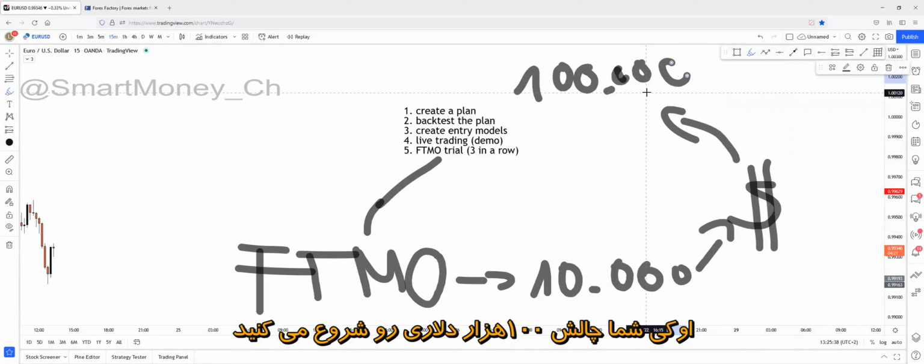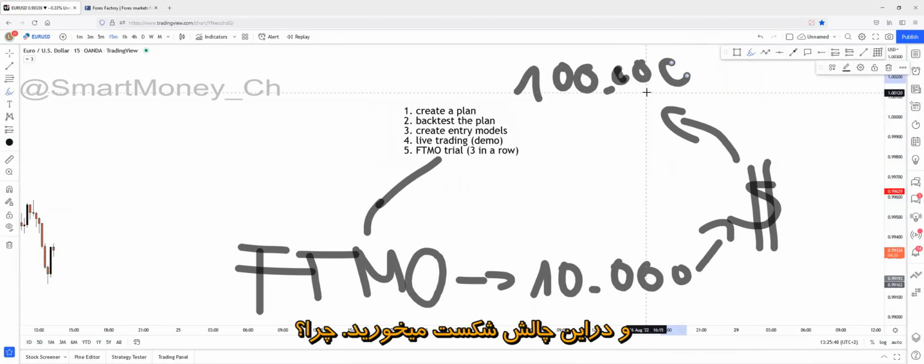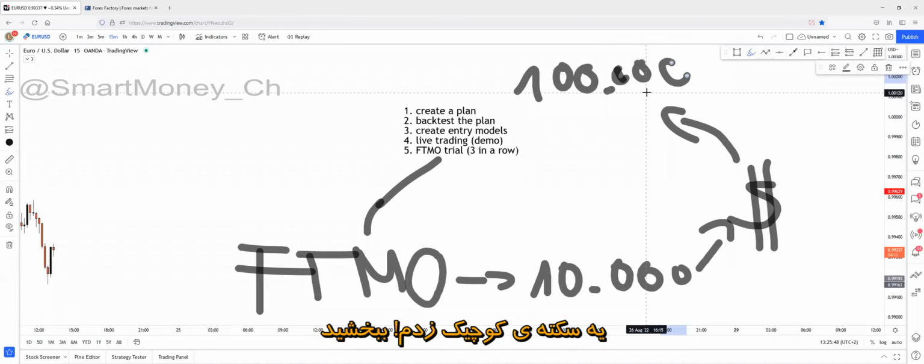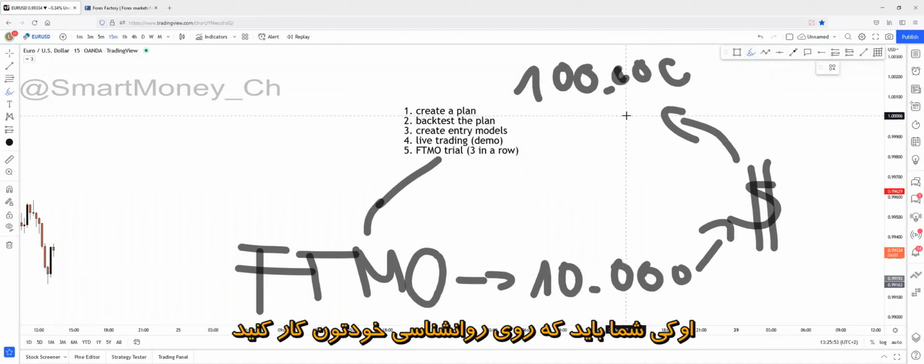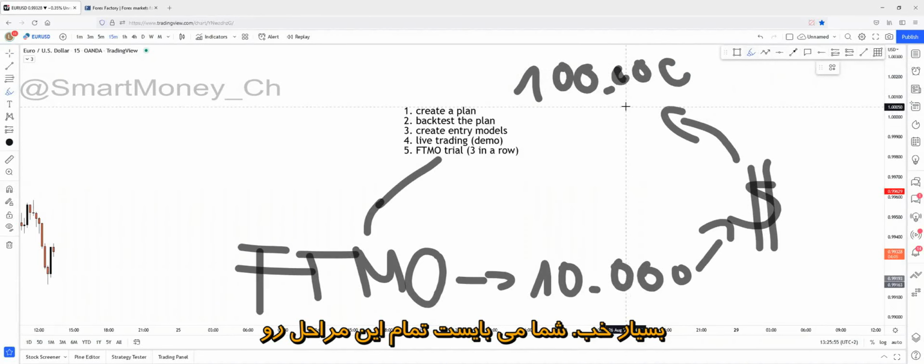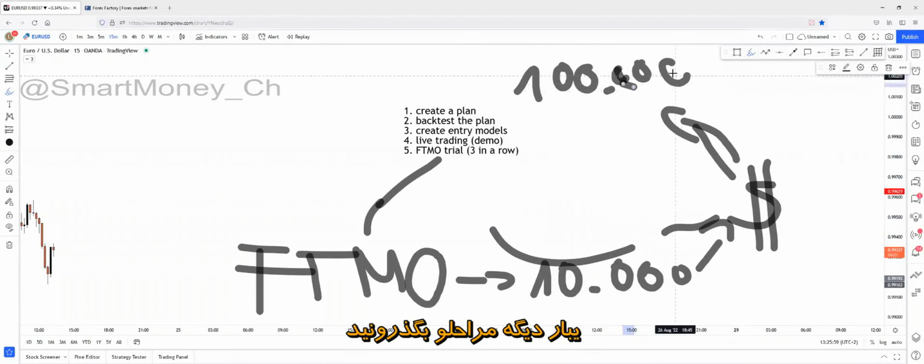Okay, you're starting the 100K challenge and you're failing this challenge. Why? More likely because of your psychology. Sorry, I'm having a small stroke. So your psychology isn't right. You have to work on your psychology. Perfect. You're going to complete all of these steps again, going through once again.